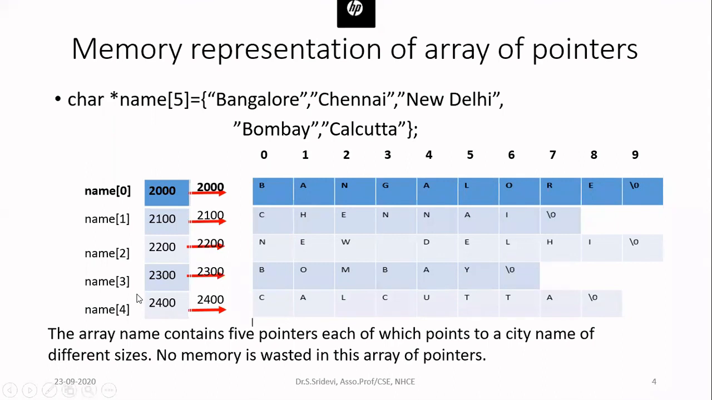Generally in the free function, we will give a pointer only. Here it is again a pointer. What is this name of 0, name of 1, name of 2? They are all pointers only. So that we have to give in the free function, but you have to call the free function 5 times instead of 1 time. We can't release all the memory by using only one free function. That is not possible. You have to call this 5 times.